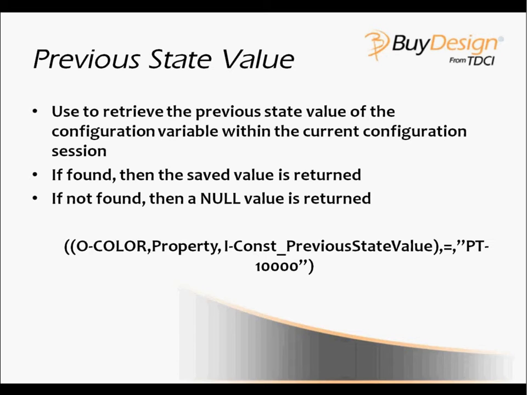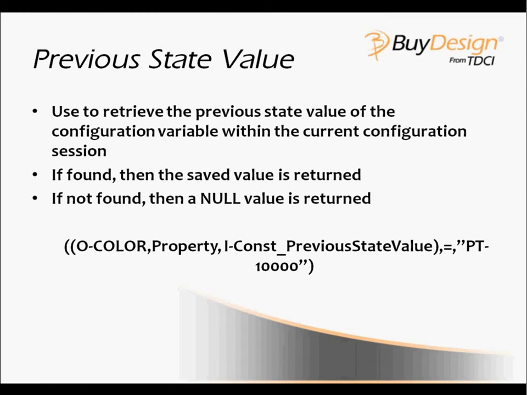We also have another constant variable called previous state value. A little different from previous value. Previous state is going to actually keep track of the configuration variable as it's being changed during the configuration session. So let's say that we initialize O-color to red. I get to a screen rule that displays it. But the user decides they do not want red. They want a different color. We'll go with blue. They change it to blue.